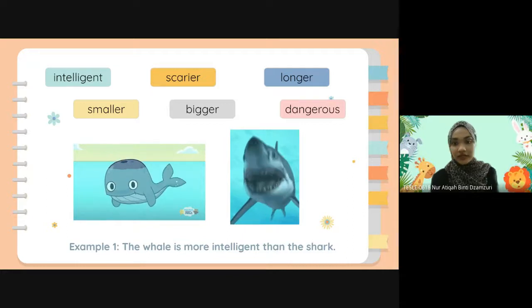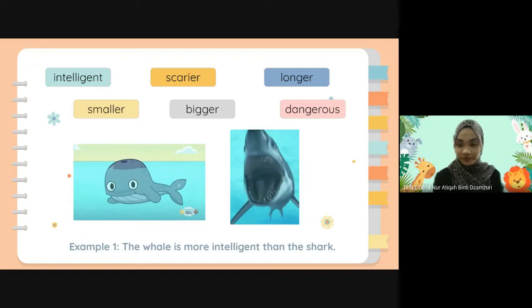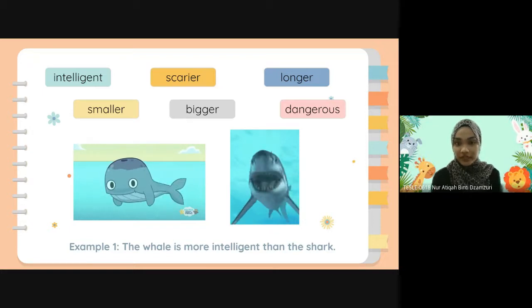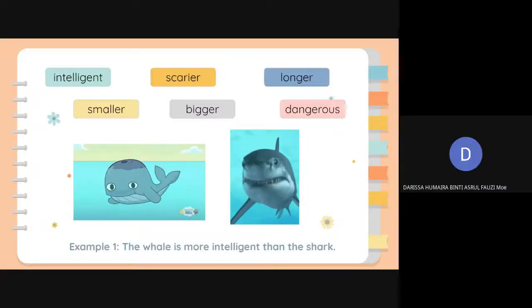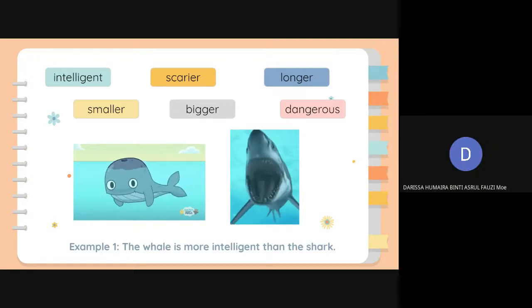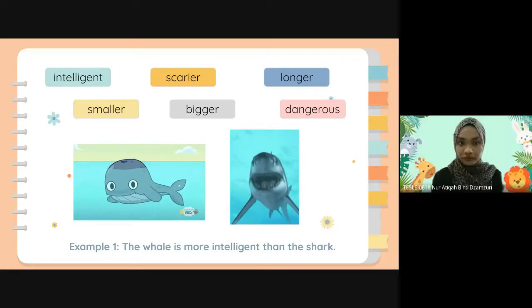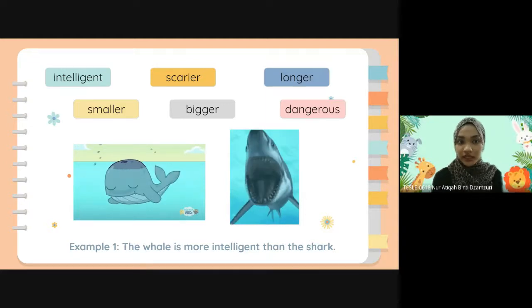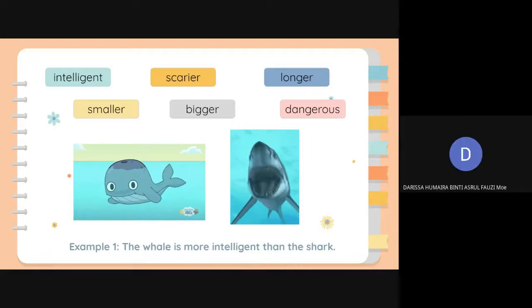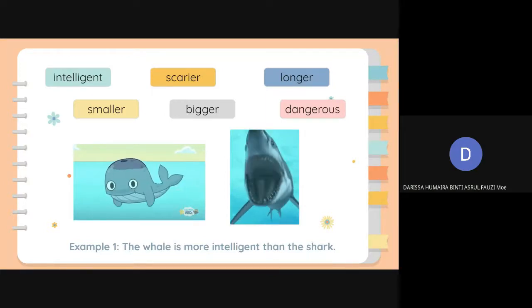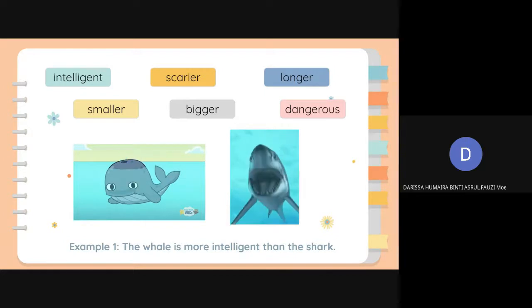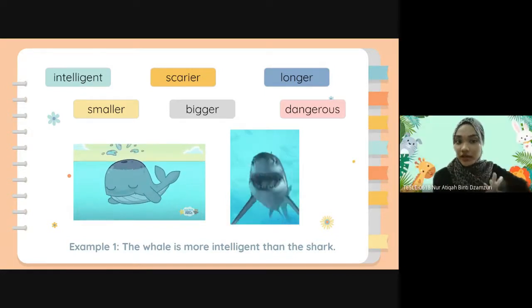Okay, Darisa, read your answer. You want to try? Yeah. Okay, you may try now. Okay, this is the last one. The shark is more scary than the whale. What did I say? If it has "er", you don't need to put more. Okay, read again, Darisa. It's scarier. You don't have to put more. The shark is scarier than the whale. Very good. The shark is scarier than the whale.